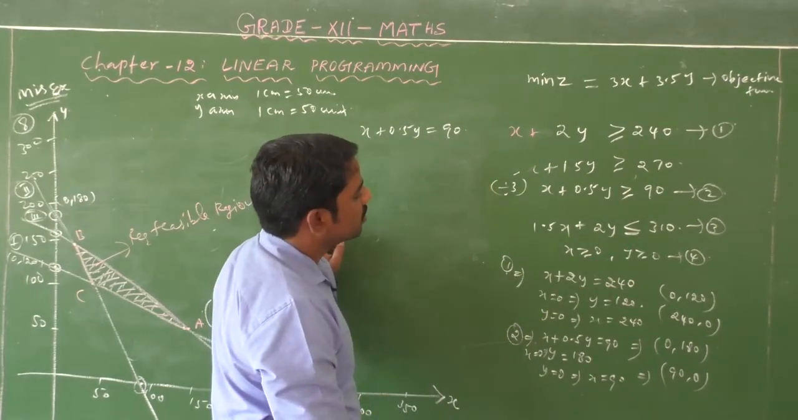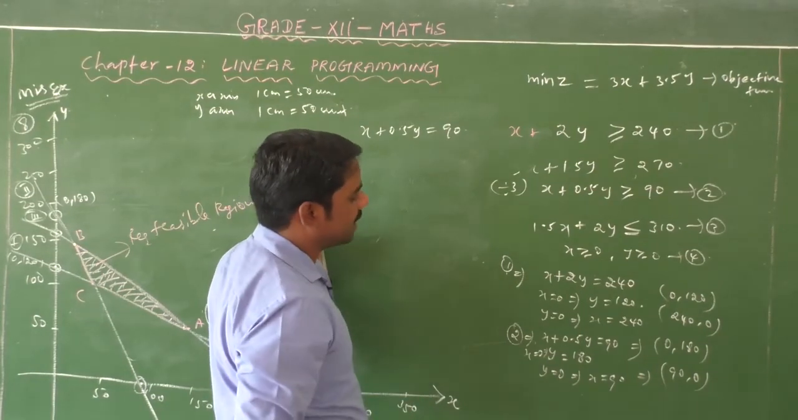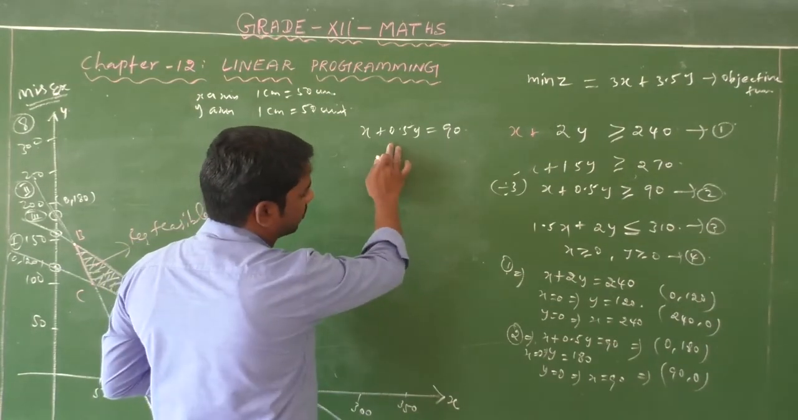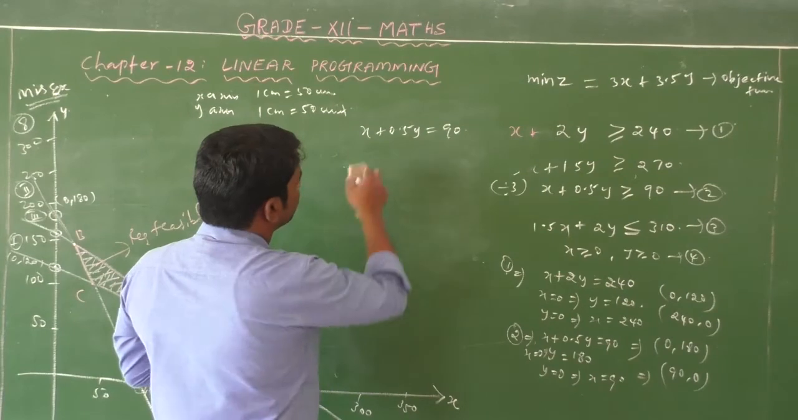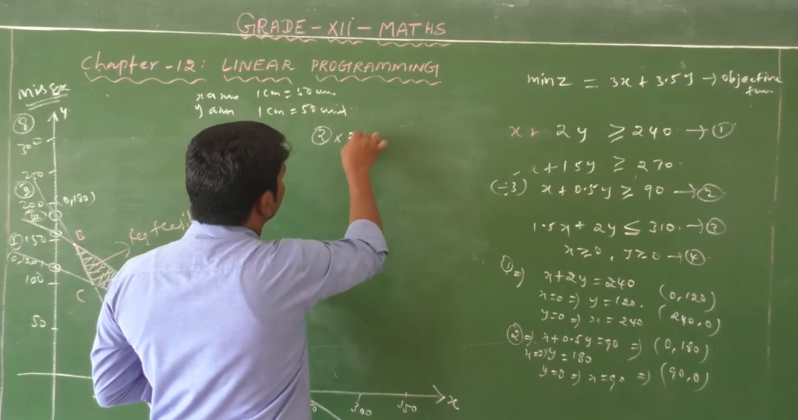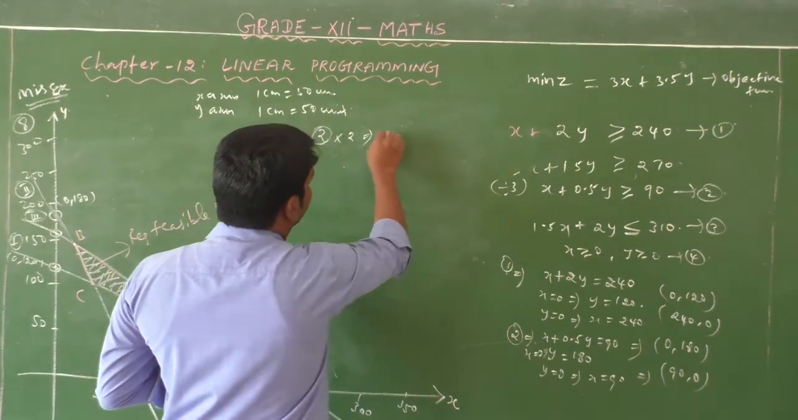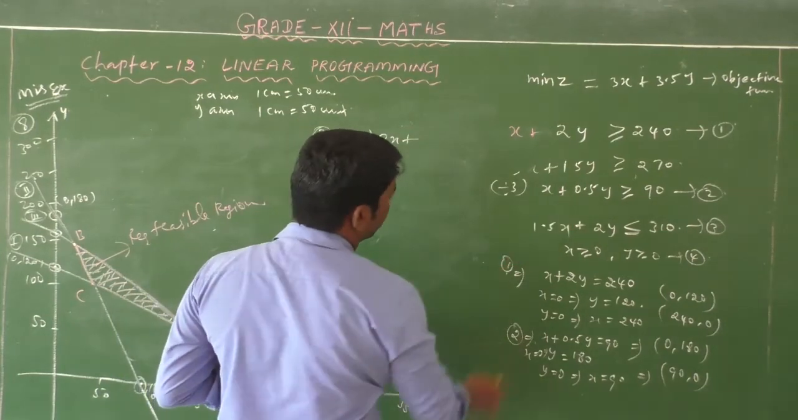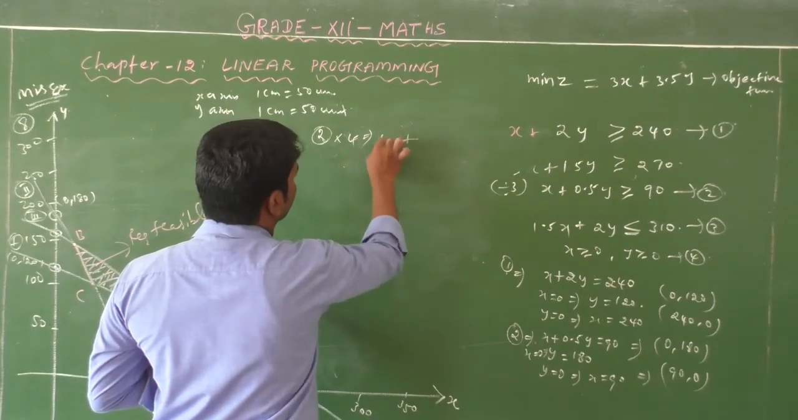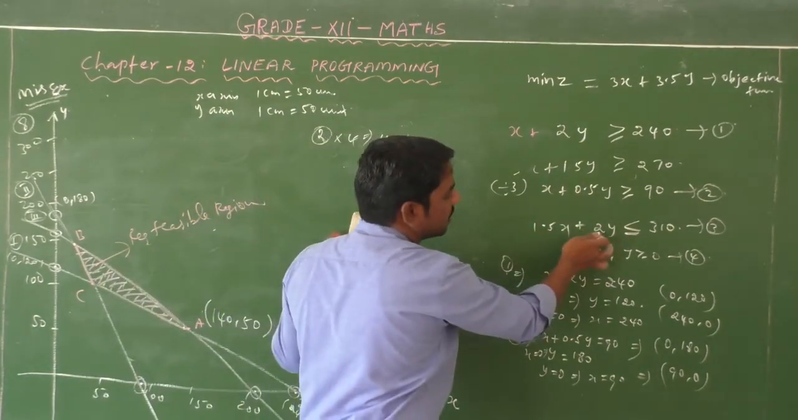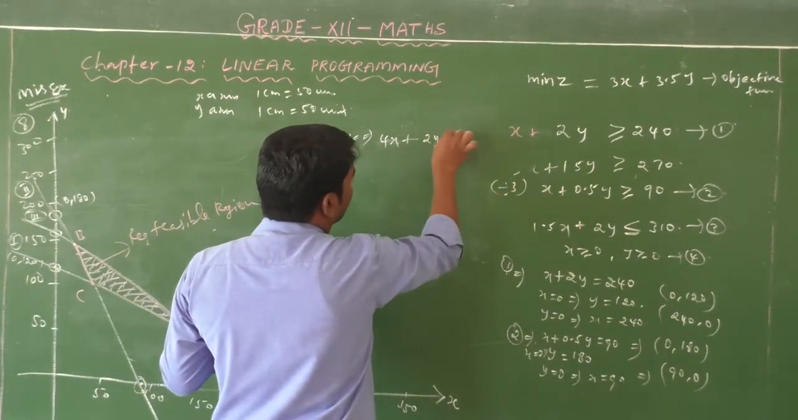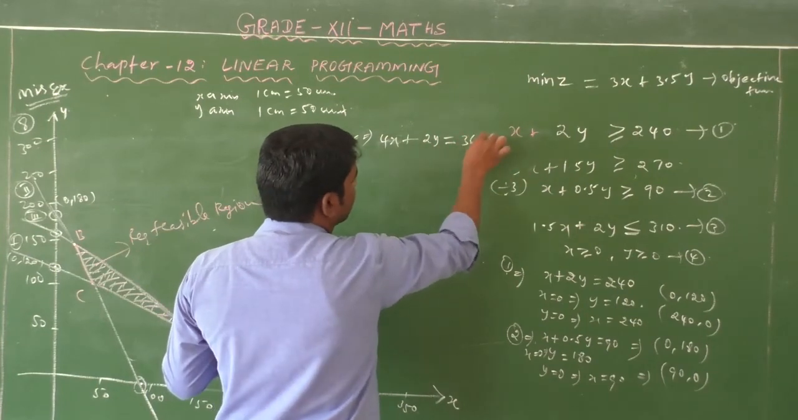Right, listen students. So multiply equation number 2 by 4. Equation 2 multiplied by 4 gives 4x plus 4 into 0.5, which is 2y, equal to 4 into 90, which is 360.